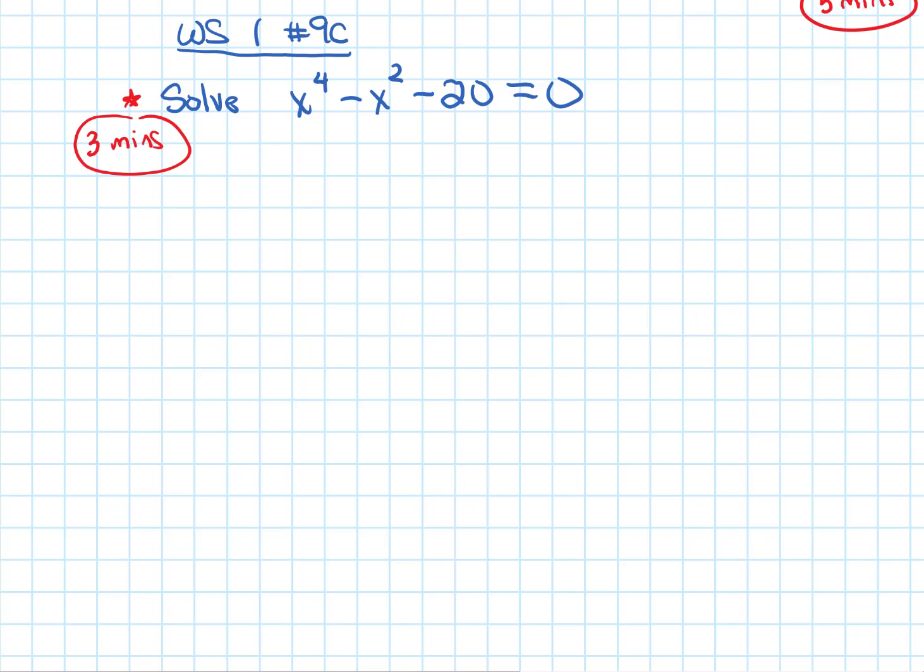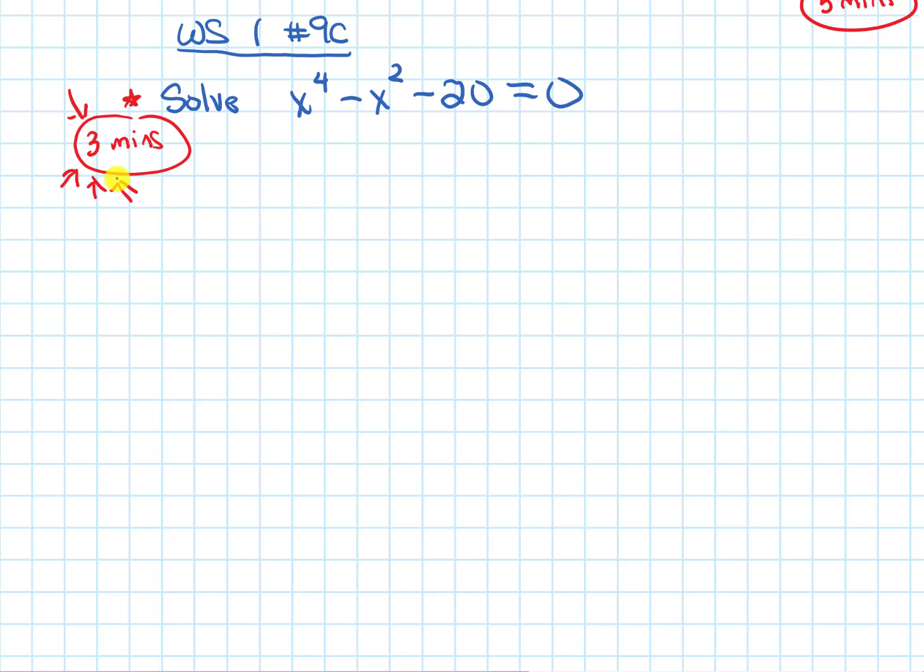All right, so let's end with one last example that's a different flavor from the previous ones. This is question 9c from the worksheet. Solve x to the 4th minus x squared minus 20. I want to have you first try the problem. So I'm going to give you 3 minutes for this. 4, 3, 2, 1. Pause it and try this one for about 3 minutes.